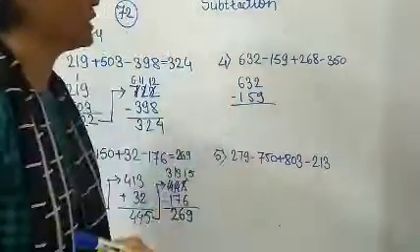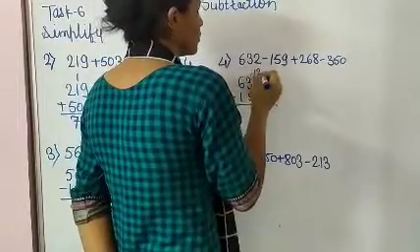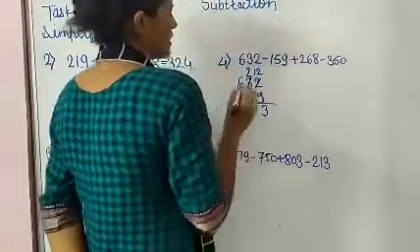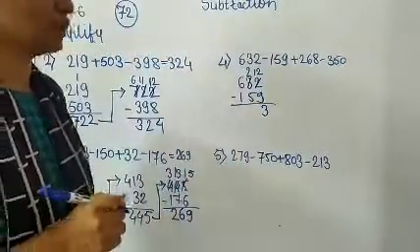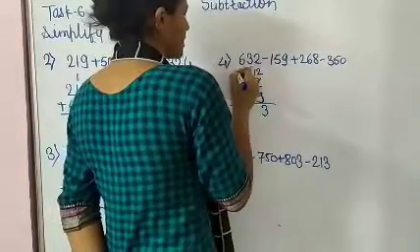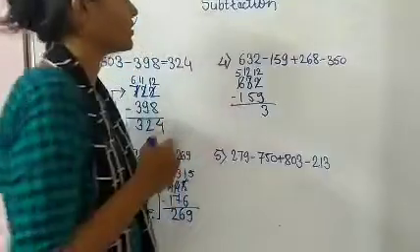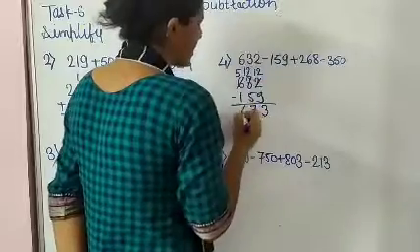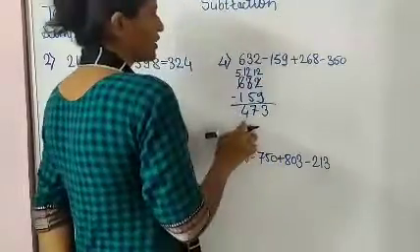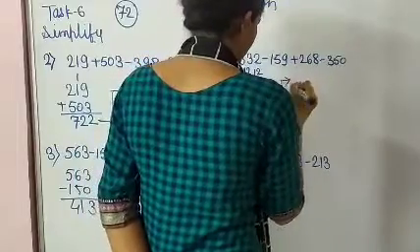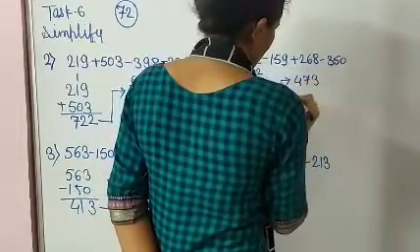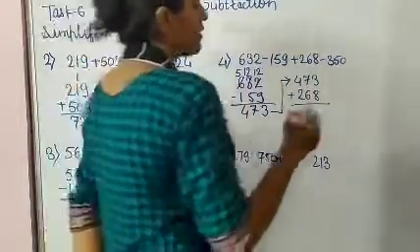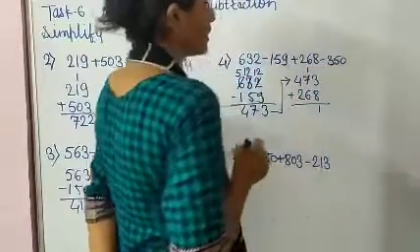2 minus 9 we can do it? No. So here it becomes 12 and here is a 2. So 12 minus 9, 3 is there. Now 2 minus 5 we can do it? No. Then again take borrow from this 6. Here is 5 and here it becomes 12. So 12 minus 5, that is 7. And 5 minus 1, 4. Now this one goes up. Now 8 plus 3, 11. 11, 1 is here, 1 will be carry.